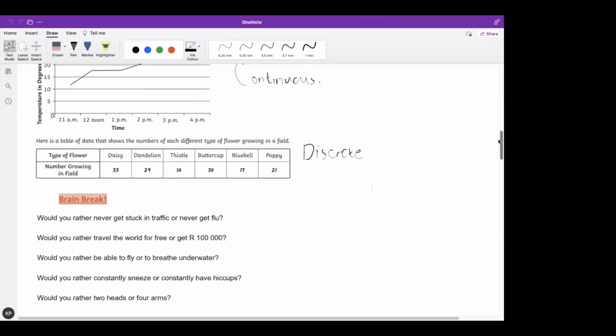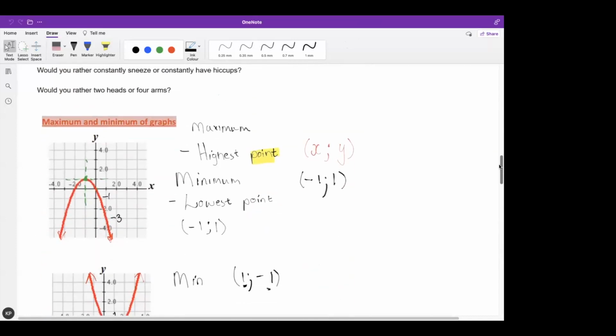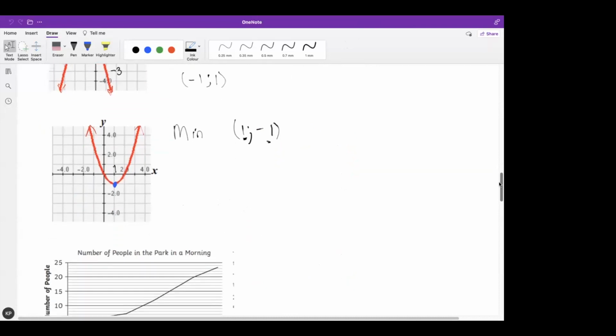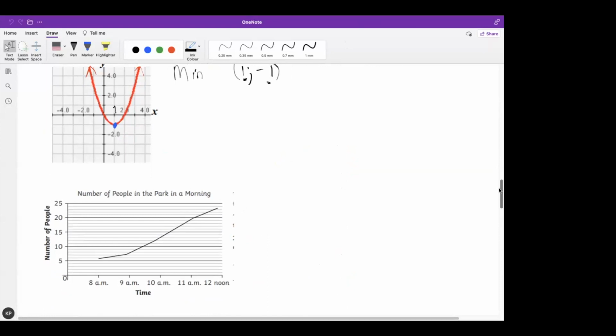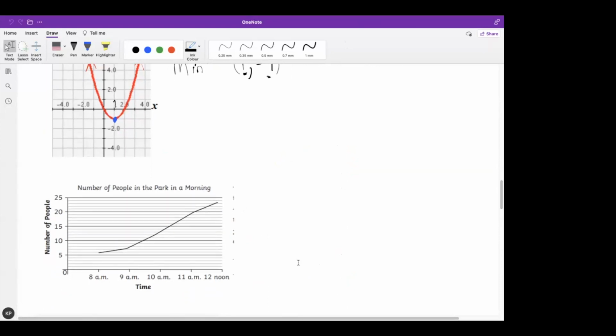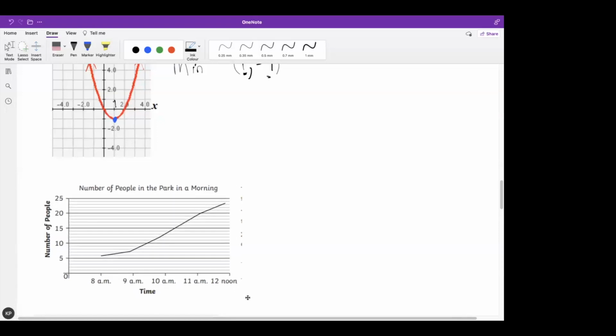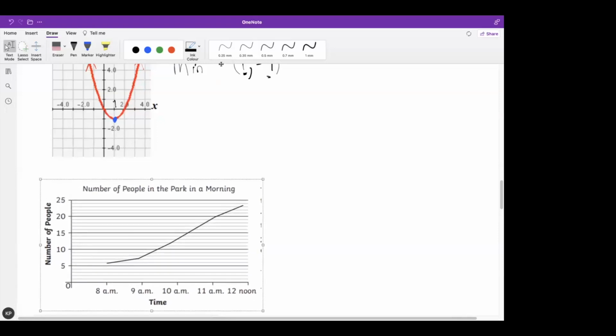Okay, let's continue. Remember, we were talking about maximum and minimum of graphs. Now we are going to talk about graphs and their maximums or minimums and what they tell us. It doesn't help that you can identify where the maximum and minimum is, but you have no idea what that information has to do with you. So let's discuss this. This is the graph showing the number of people in the park in a morning.